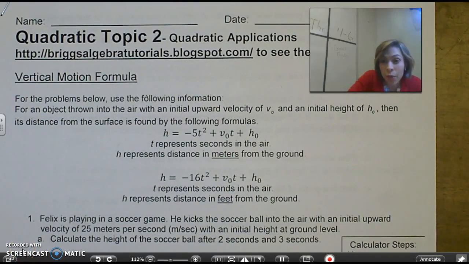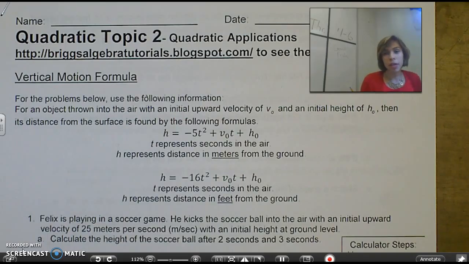Okay, so today we are doing quadratics, topic 2. This is applications of quadratic functions. So we learned how to solve quadratics by factoring, and we learned how to solve quadratics by the quadratic formula. So now we're doing those applications.